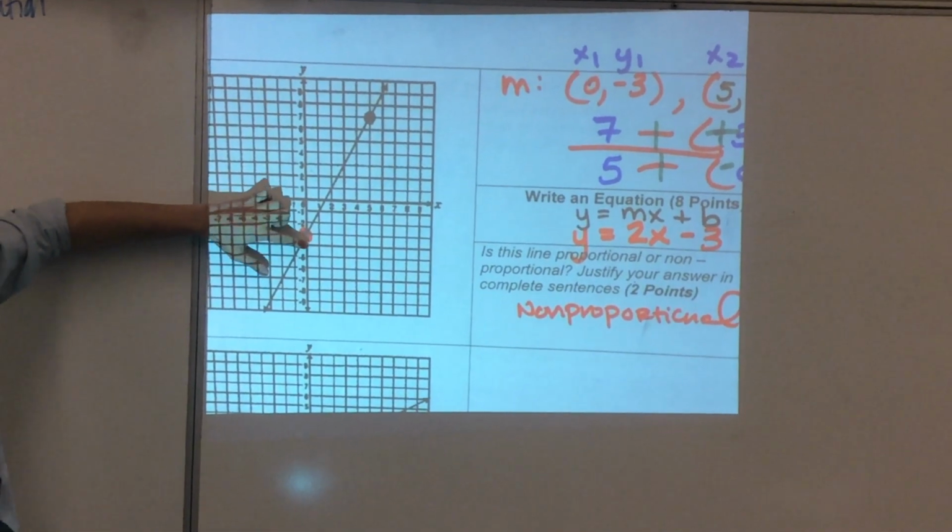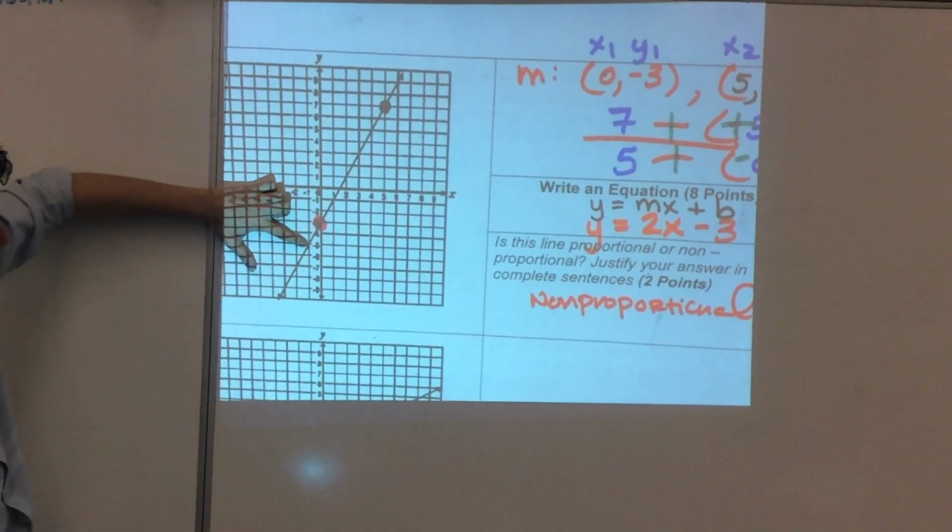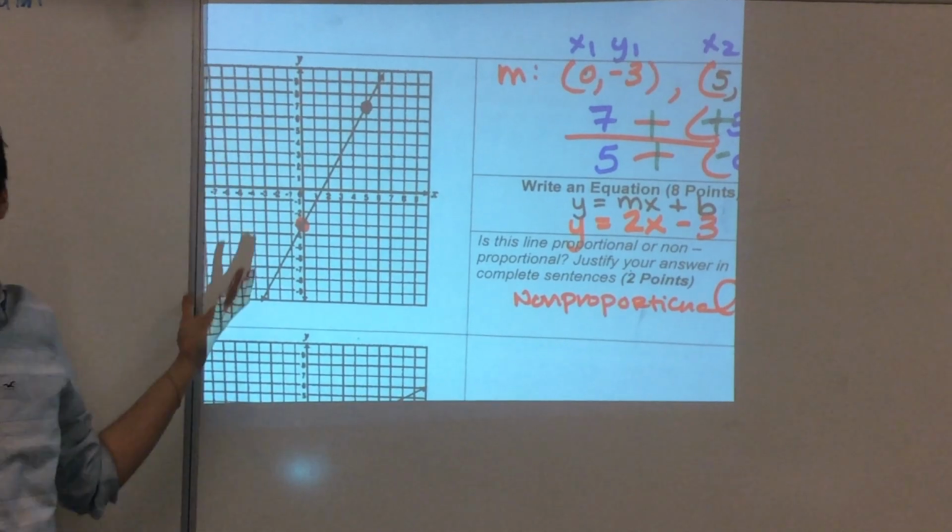Now go the opposite way. 2 down, 1 to the left. Did you hit the line? Yep. 2 down, 1 to the left. Yes. That means your answer is correct.